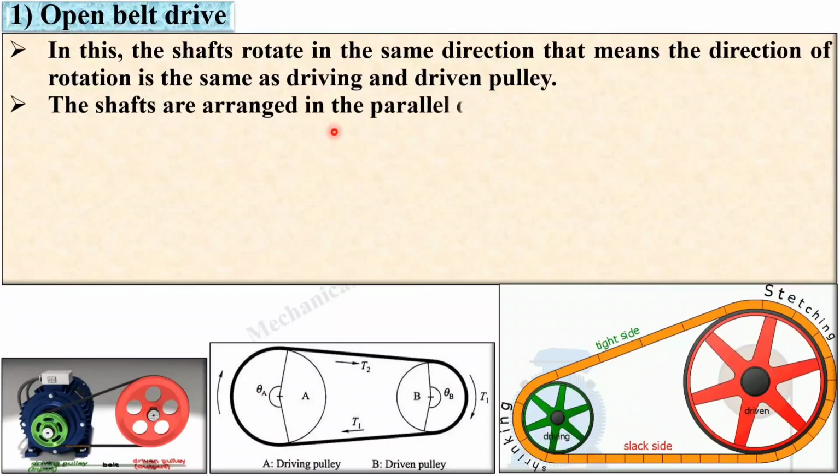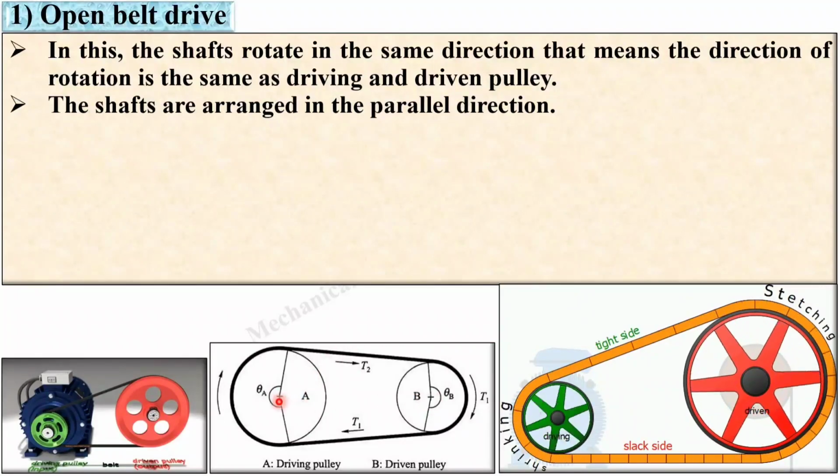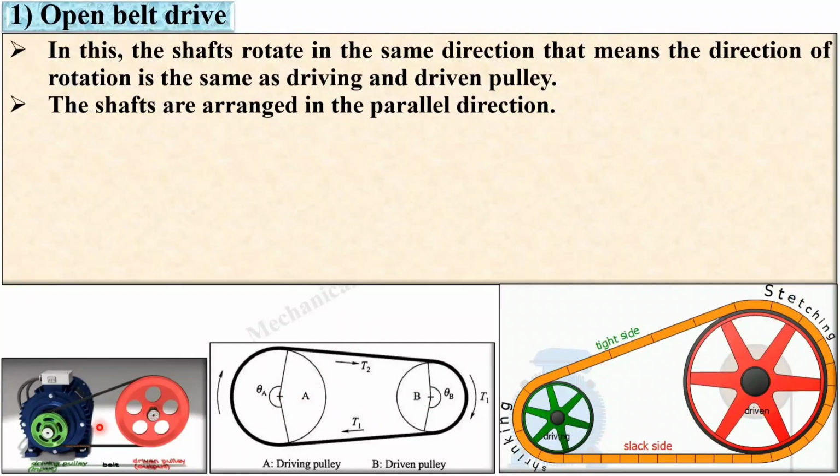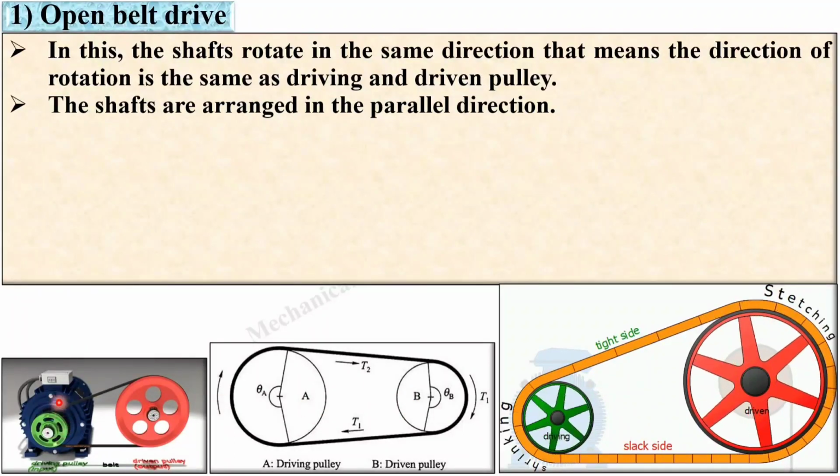Next, the shafts are arranged in the parallel direction. Here you can see both the shafts are parallel to each other. Here also you can see these all are called the open belt drive arrangement. So here both the shafts are parallel to each other.